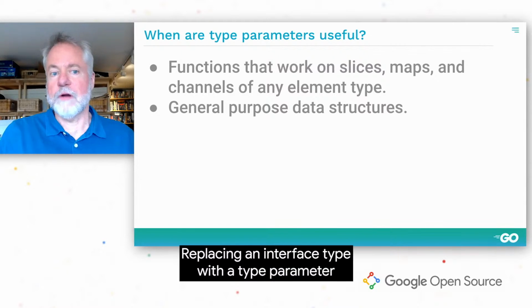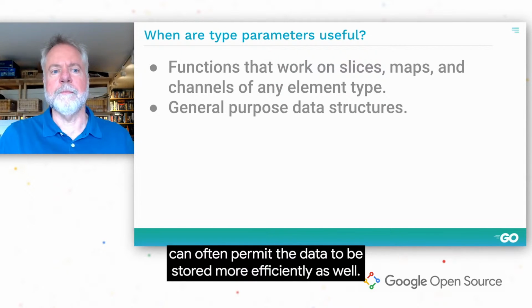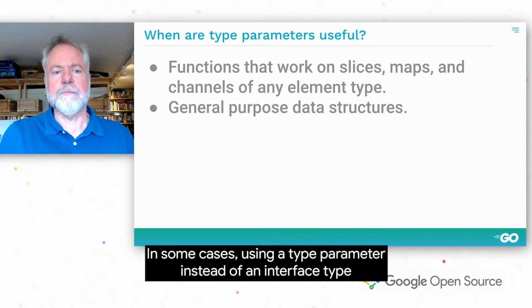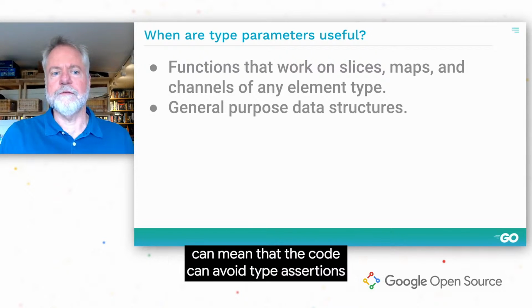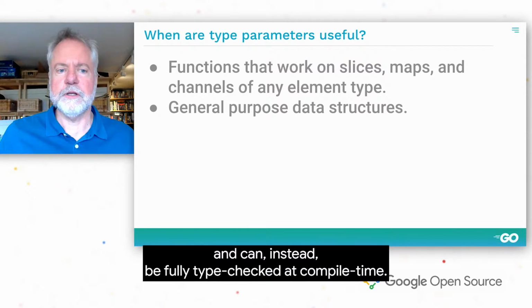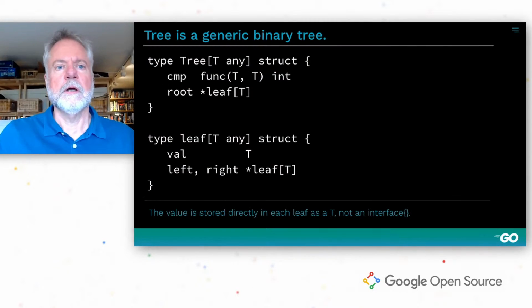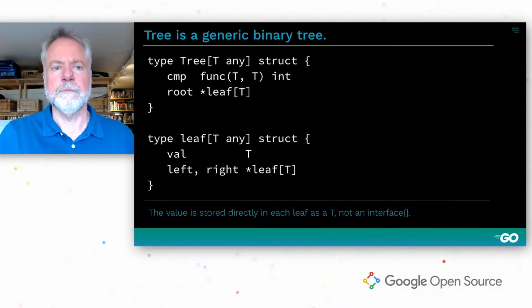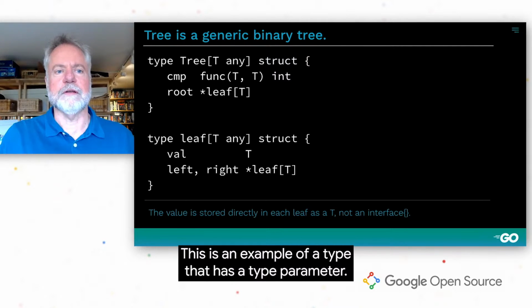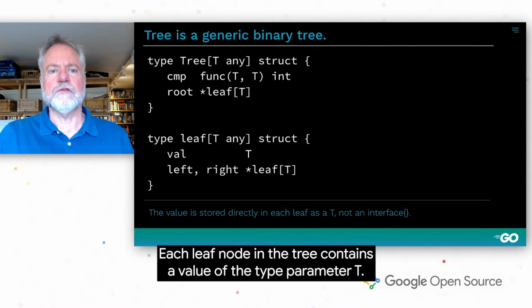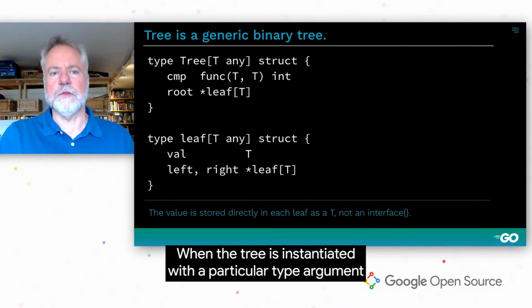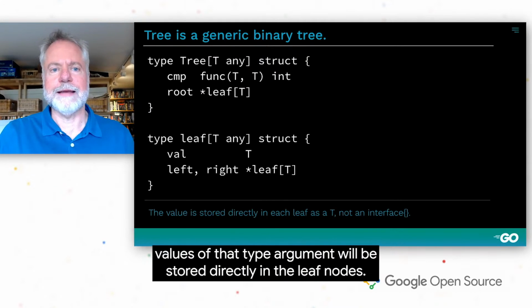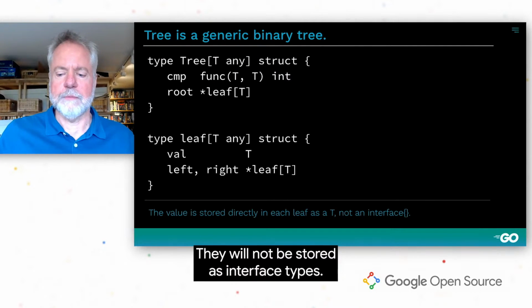Replacing an interface type with a type parameter can often permit the data to be stored more efficiently as well. In some cases, using a type parameter instead of an interface type can mean that the code can avoid type assertions and can instead be fully type-checked at compile time. For example, here's what a binary tree data structure might look like using type parameters. This is an example of a type that has a type parameter. Each leaf node in the tree contains a value of the type parameter t. When the tree is instantiated with a particular type argument, values of that type argument will be stored directly in the leaf nodes. They will not be stored as interface types.